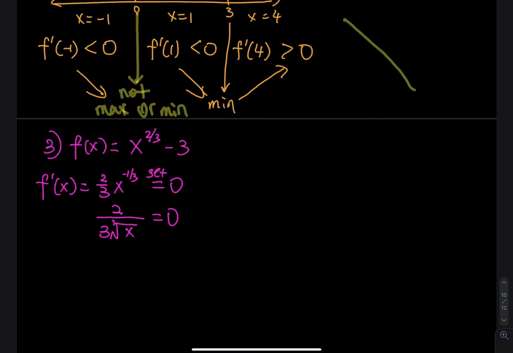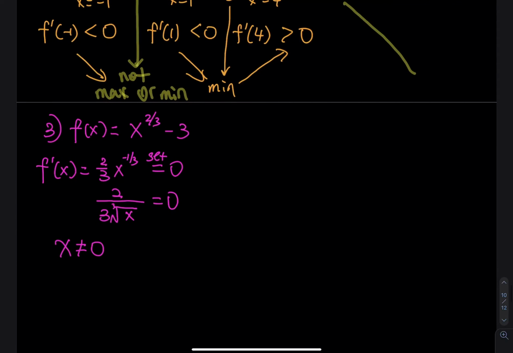So this one basically, we cannot solve it. But I can emphasize that x cannot equal 0, all right? So x cannot equal 0. That means when x equals 0, the function is not differentiable. Okay? And then what is my critical number? Then x equals 0 is my only critical number.